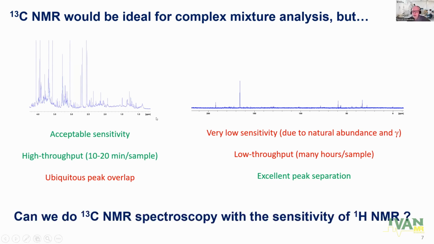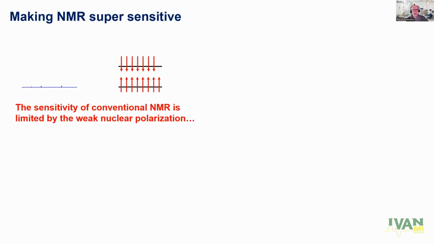So the question we're trying to answer is, can we do C13 NMR with the sensitivity of proton NMR to benefit both from the advantages in terms of sensitivity and in terms of peak overlap? And the answer is yes, we can do that with hyperpolarization. And for that, we're using dissolution DNP, as you will see.